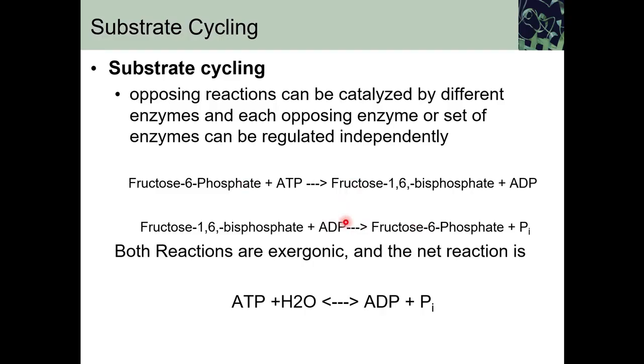If one enzyme catalyzes this reaction, then we have a problem, as I mentioned a while ago, because both the forward and the backward reactions are going to be catalyzed. All right.